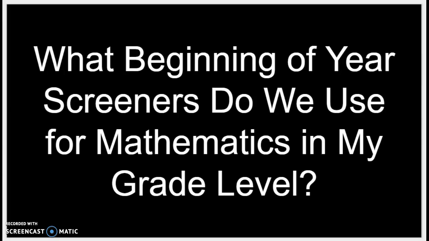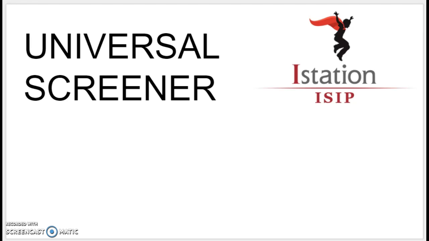Welcome to the video that answers the question, what beginning of year screeners do we use for mathematics in my grade level? Our universal screener is iStation ISIP. The iStation ISIP for math provides tiering information from a single score. Students take this assessment online, so it can be given to the whole class at one time.